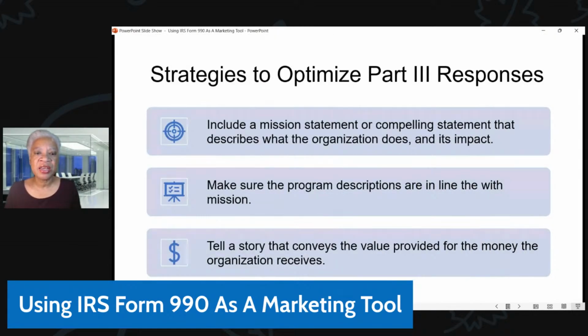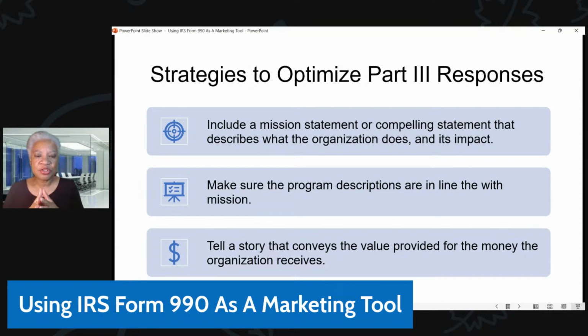So some of the strategies that I would suggest you use to optimize the opportunities presented in this section would be: one, include a mission statement or a compelling statement that describes what the organization does and its impact. And you want to make sure that the program descriptions are in line with the mission. And in those instances where you're engaged in activities or programming that doesn't seem to readily suggest that it's in alignment with your mission, this is an opportunity for you to link it together, show how things that don't seem like they go together actually do go together.